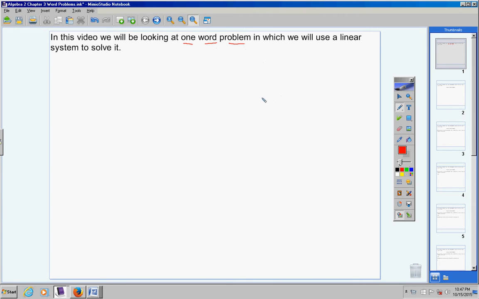Linear system to solve the word problem. Your heading for today is Chapter 3 Word Problems. Chapter 3 Word Problems, and I would definitely include today's date. Be sure and include today's date.